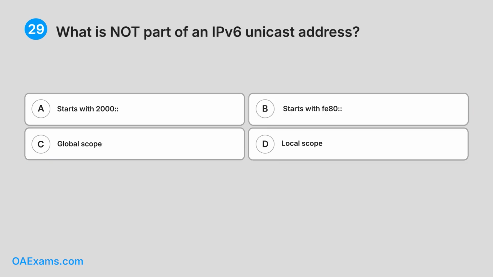29. What is not part of an IPv6 unicast address? A. Starts with 2000, B. Starts with FE80, C. Global scope, D. Local scope. Do you know the answer?